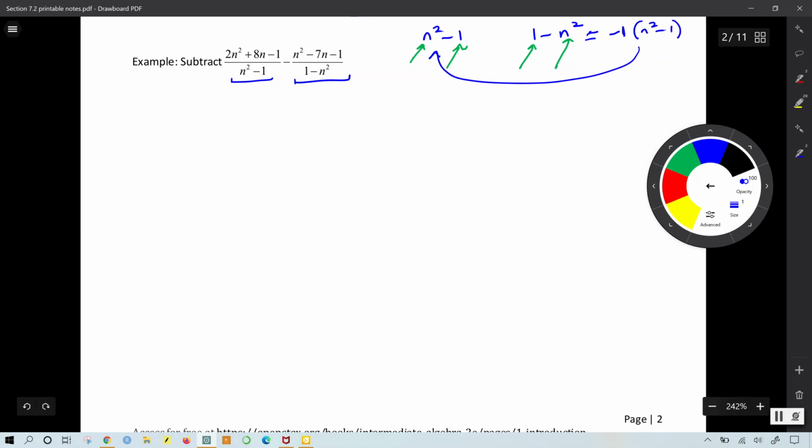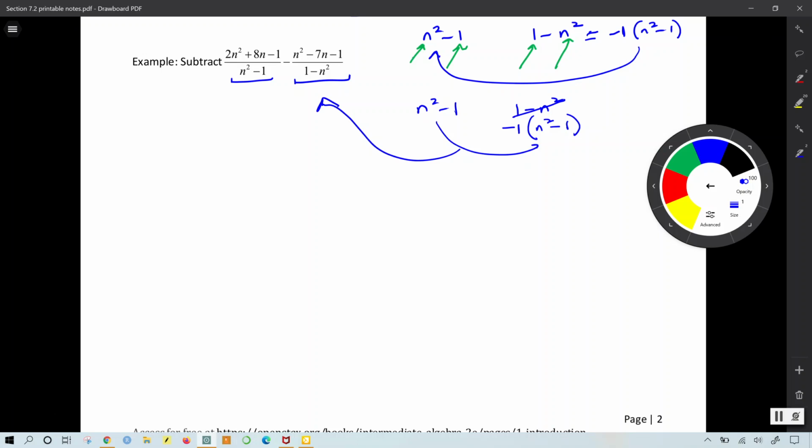So whenever you see this, for the purpose of this class, n squared minus 1, and you see 1 minus n squared, this is a question suggesting that you should substitute this guy with negative 1 times n squared before 1. Let us see how that is used in this example to make our work a lot easier.